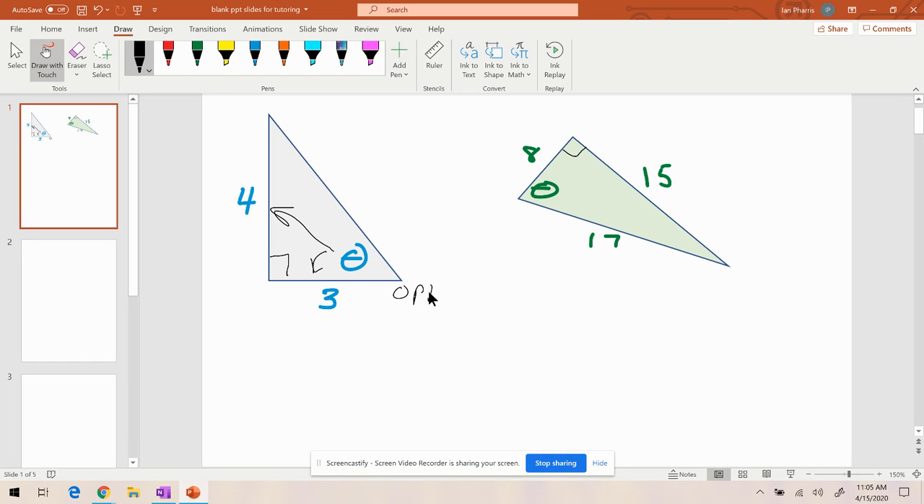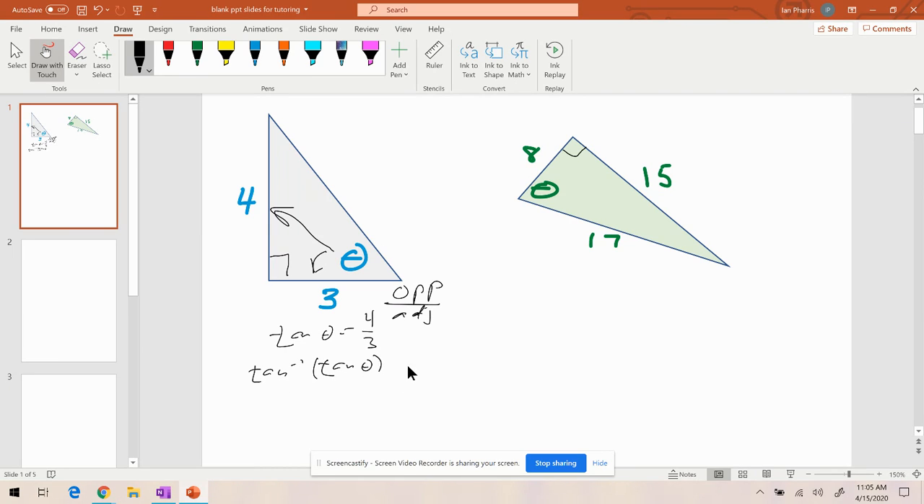What ratio do we know that relates opposite and adjacent? Well, it's tangent. So we can say the tangent of theta equals 4 over 3. Now you have to use the inverse button in your calculator or the second shift button. So what undoes the function tangent? You would take the tan inverse of both sides.